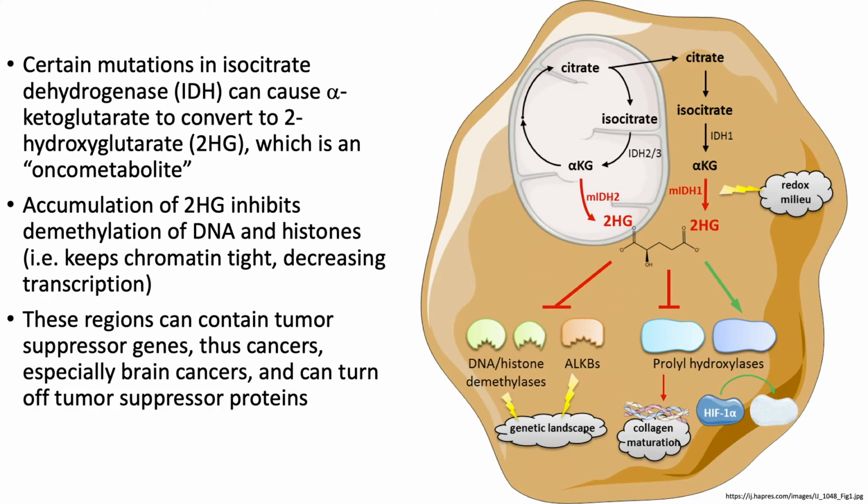And what they can do is they can do that to regions that have tumor suppressor genes. And so you can't transcribe the tumor suppressor genes, thus you can't make tumor suppressor proteins like, oh man, we've talked about them before, like P53, BRCA, there's a ton of different ones. And so that's why this is really, really bad.